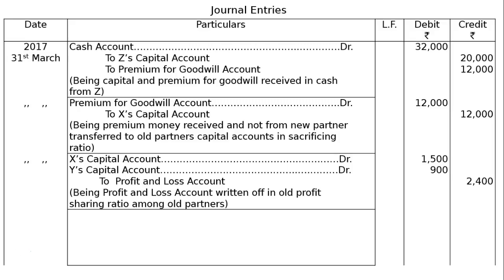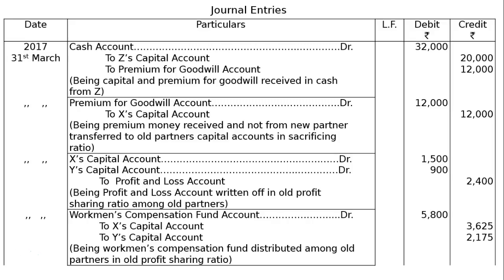Then the profit and loss account is appearing on the asset side as the debit balance rupees 2,400, hence it should be written off: X's capital account debited, Y's capital account debited to profit and loss account. Being profit and loss account written off in old profit sharing ratio among old partners. The next one is workmen's compensation fund account debited to X's capital account and Y's capital account, because workmen's compensation fund is an undistributed profit now.